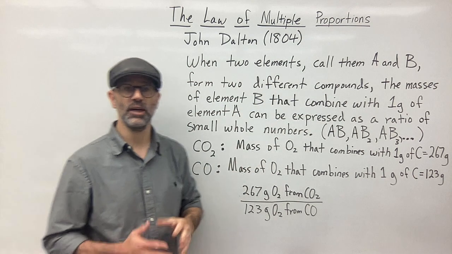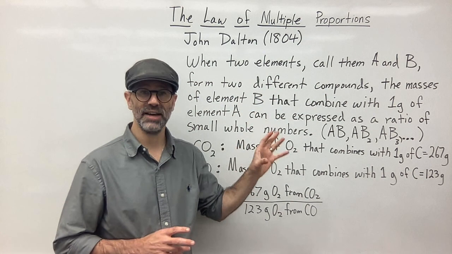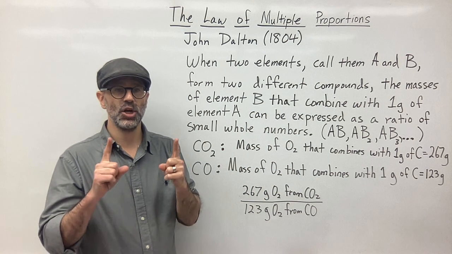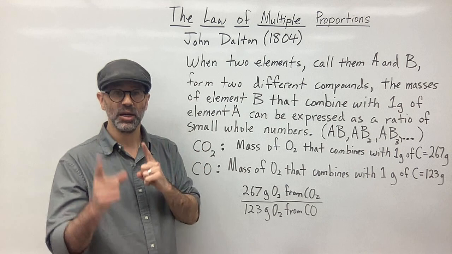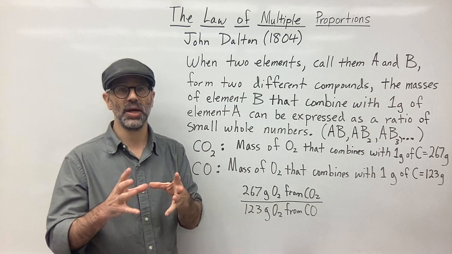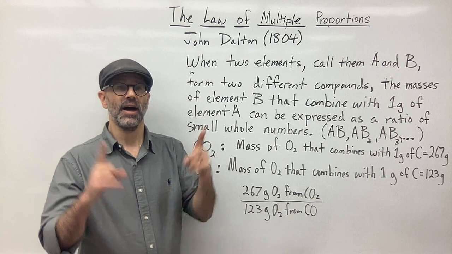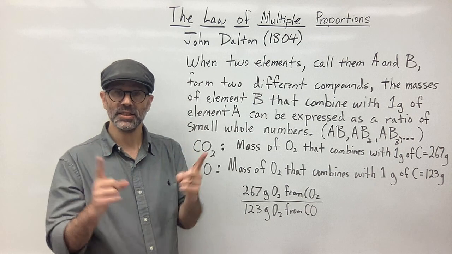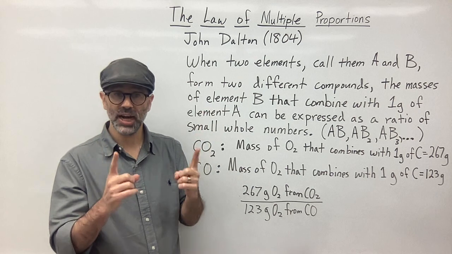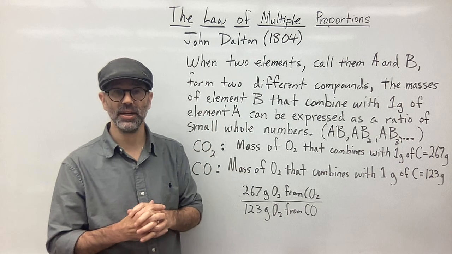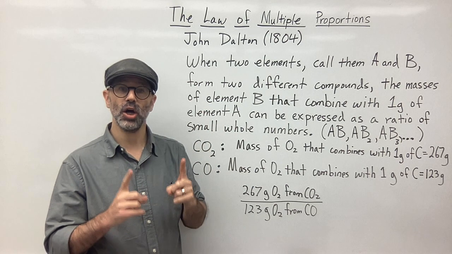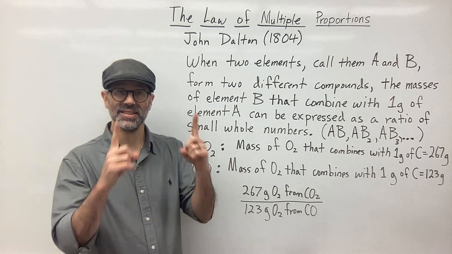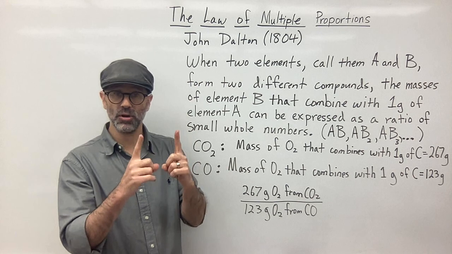Now, if we talk about the law of definite proportions, remember that was where we were looking at the ratio of the masses between A and B. So if I have a compound made up of A and B, I'm going to look at the ratio of the masses of A to B. And that's going to stay the same no matter how much of the compound I have or where it came from. So that was the law of definite proportions. Remember, the ratio between A and B stays the same. It's a definite proportion, same proportion throughout.